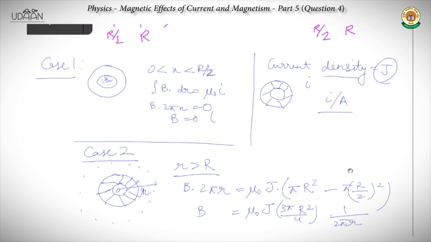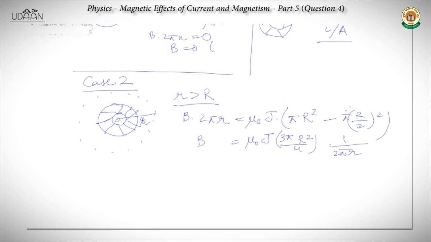So its graph will be like this. The graph after R should be like this. And till R/2, the graph will be 0. Now we have to figure out from R/2 to R. That is the main part of the problem.